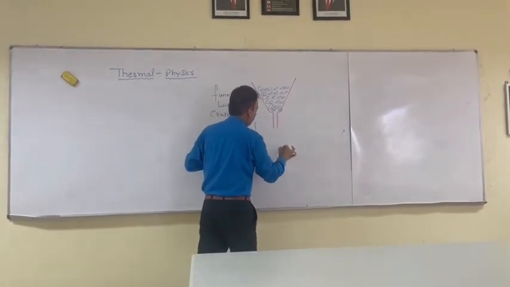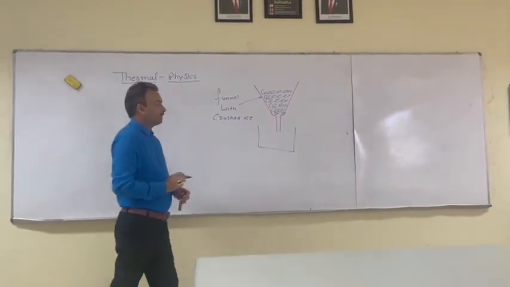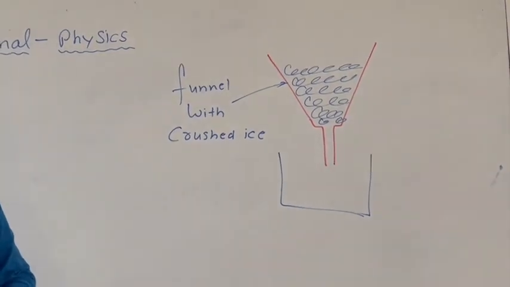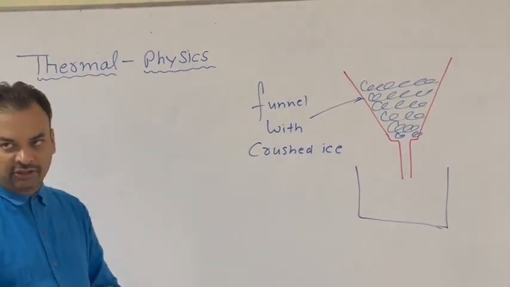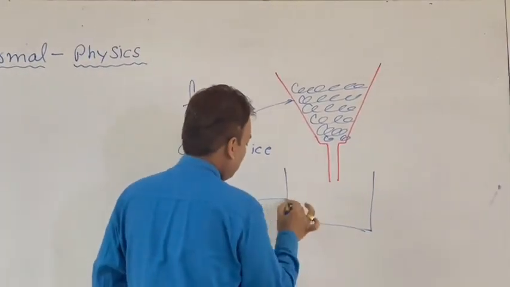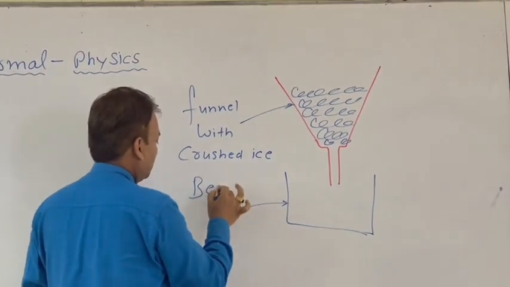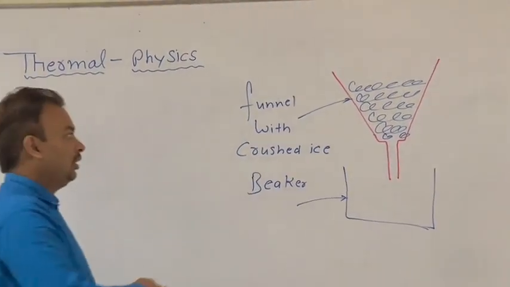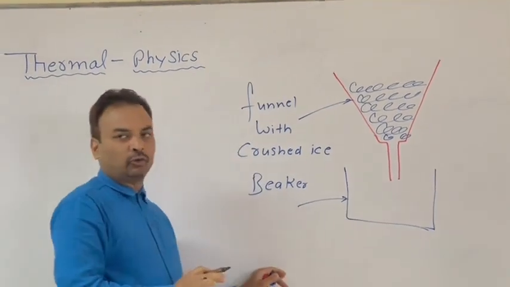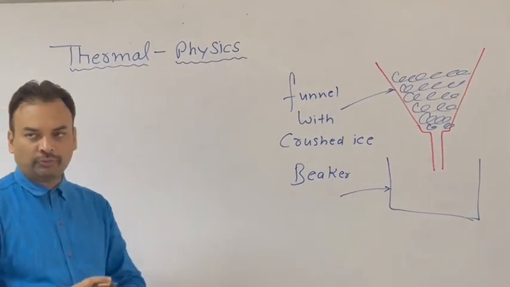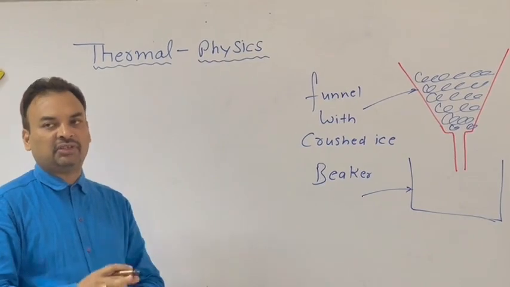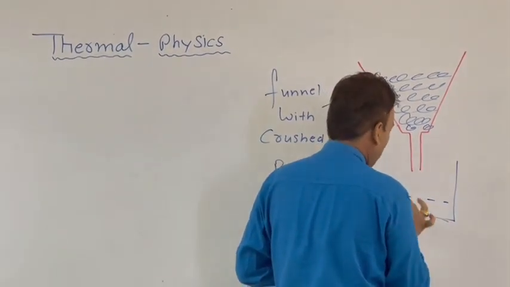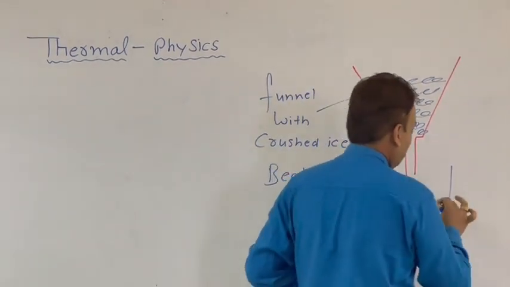So I put a beaker just here so that we can collect the mass of the melted ice. Means we can collect the water in the beaker. So this is my beaker, right? So what is happening? This funnel is at room temperature. So because of the room temperature, the crushed ice will start melting, and we will collect the mass of the melted ice. All right.